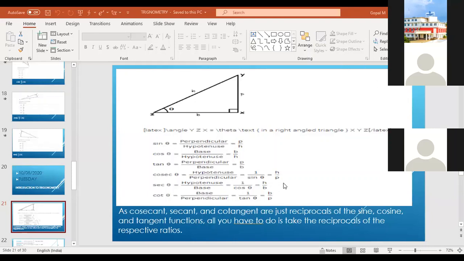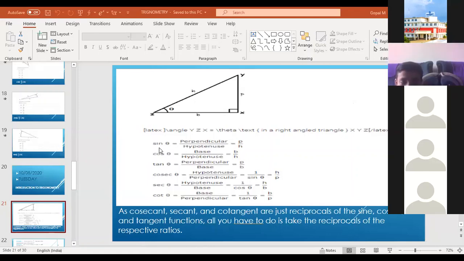So is this clear, children? These are the 6 trigonometric functions you have to remember. Which are the 6 trigonometric functions? Sine, cosine, tangent, cosecant, secant, and cotangent. Am I clear, children? Yes, ma'am. Anyone have doubt in this one? No, ma'am. Okay.